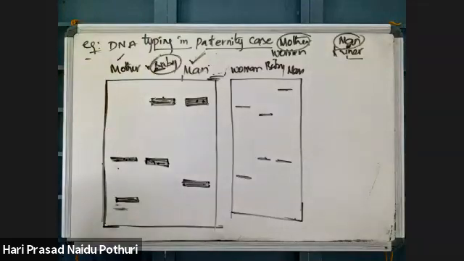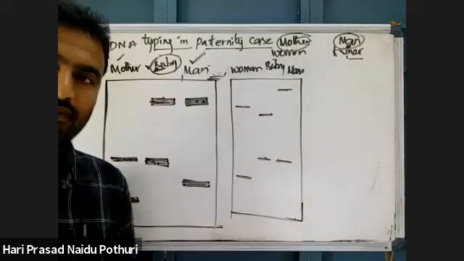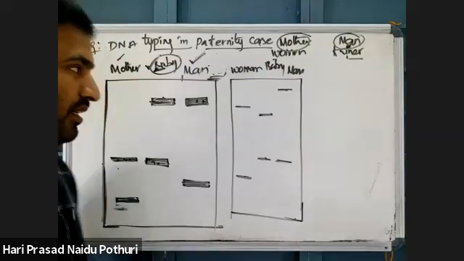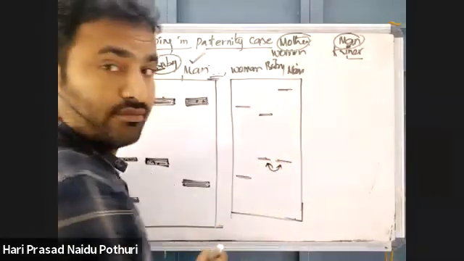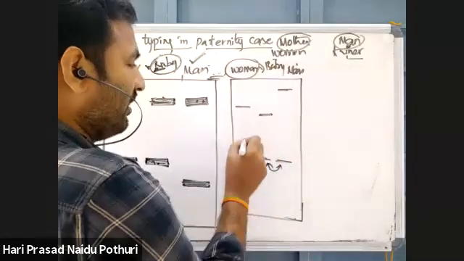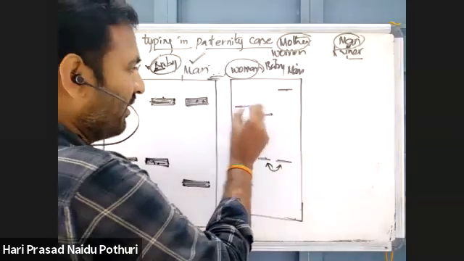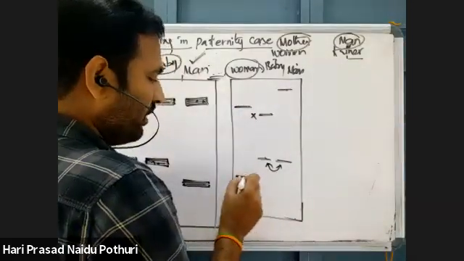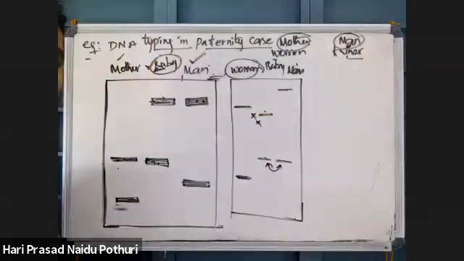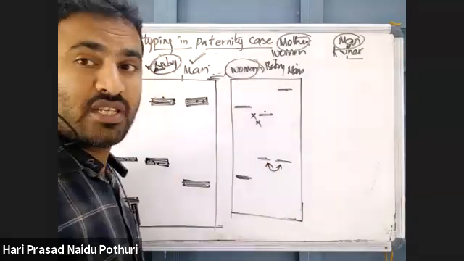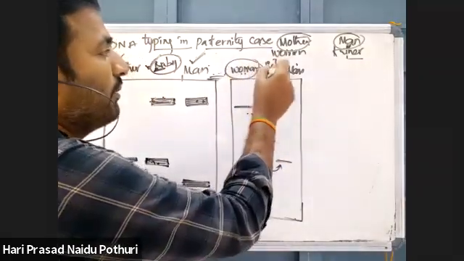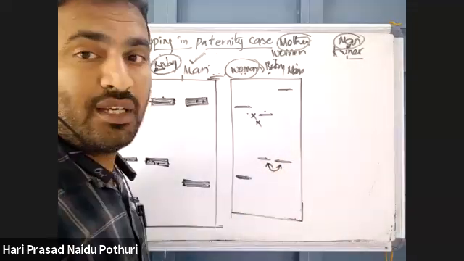Then from this, what can we conclude? Tell me. The man is the father of the baby because it is matching. But the woman is not the mother of the baby because neither of the mother's two bands is matching with the baby. Okay, mother's DNA is not matching. Woman is not the mother of the baby, but man is the father of the baby.